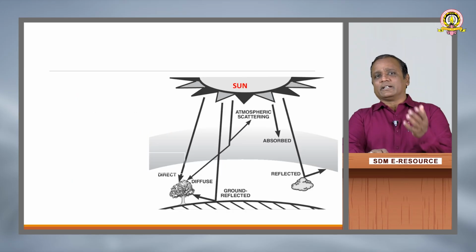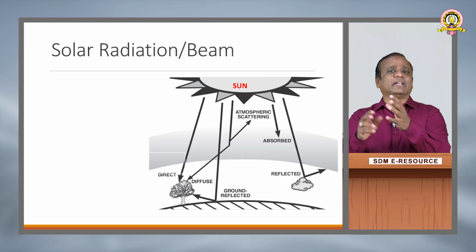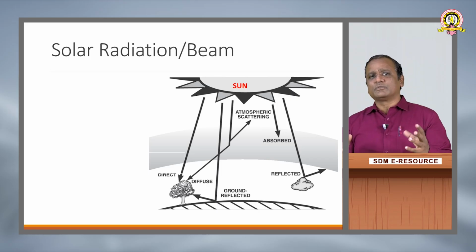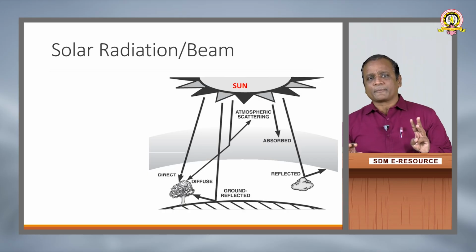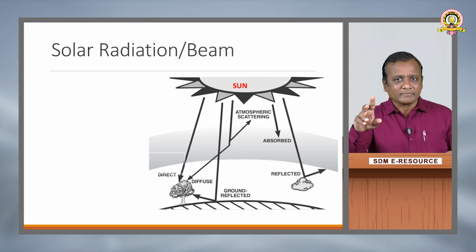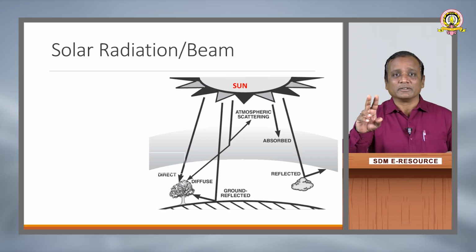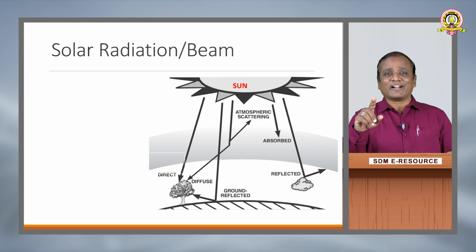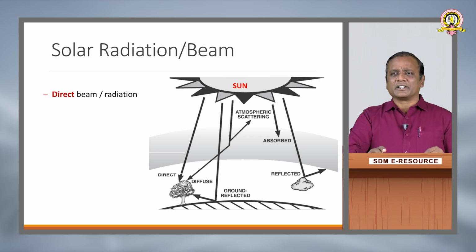So now how do we classify this solar radiation, or heat from a beam of the sun? It's commonly classified in three terms: direct beam, indirect beam, and global. In other words, direct radiation, indirect radiation and global radiation. So what is direct radiation all about?